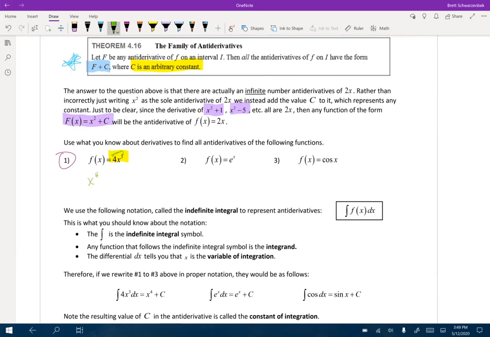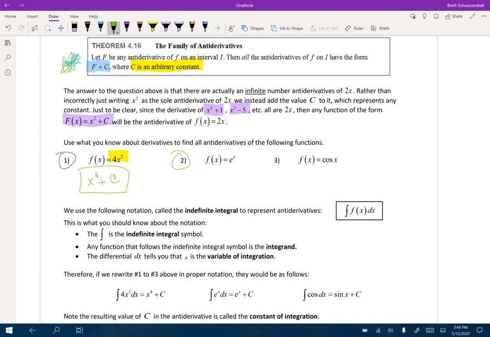Well, x to the 4th. So that's where your thinking is going to have to go, essentially, is knowing that x to the 4th's derivative is 4x cubed and doing that process backward. But this isn't the answer. According to our family of derivatives theorem, we must put plus c at the end of it. So that is the antiderivative of 4x cubed. What about 2?